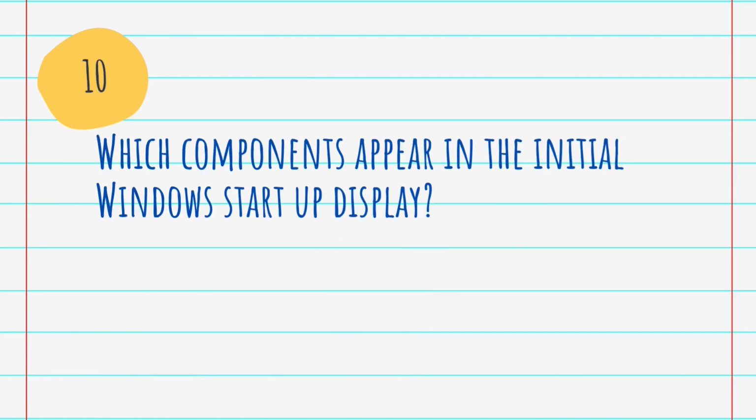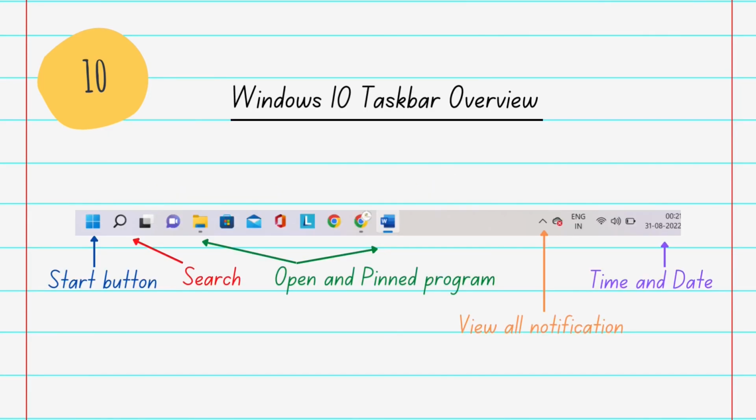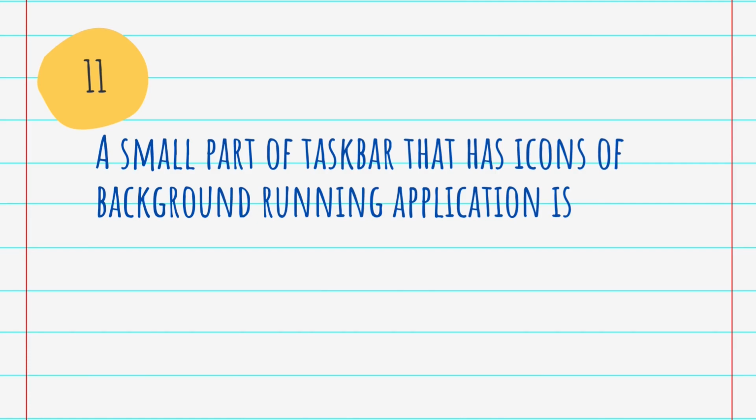Question number 10. Which components appear in the initial Windows startup display? And the answer is taskbar. Taskbar components appear in the initial Windows startup display. The taskbar is an element of an operating system located at the bottom of the screen. It allows you to locate and launch programs through Start and the Start menu, or view any program that's currently open.